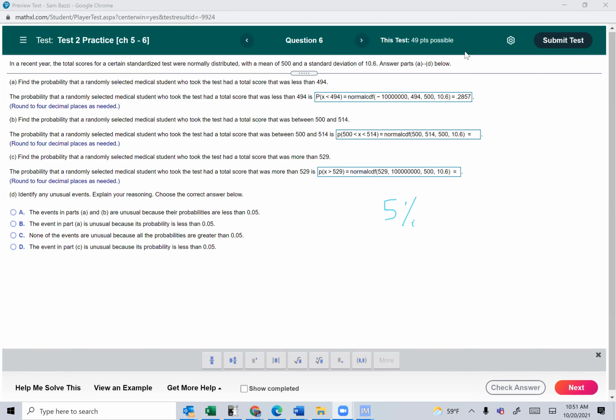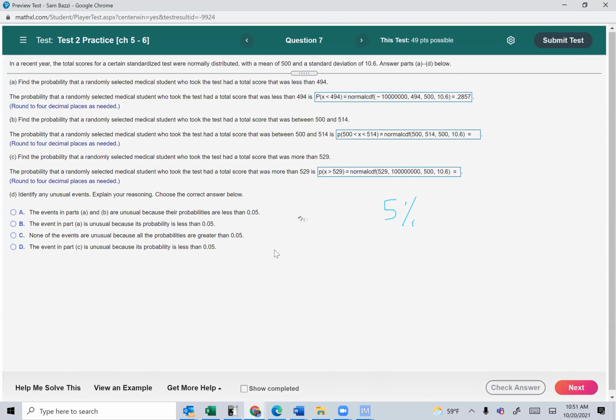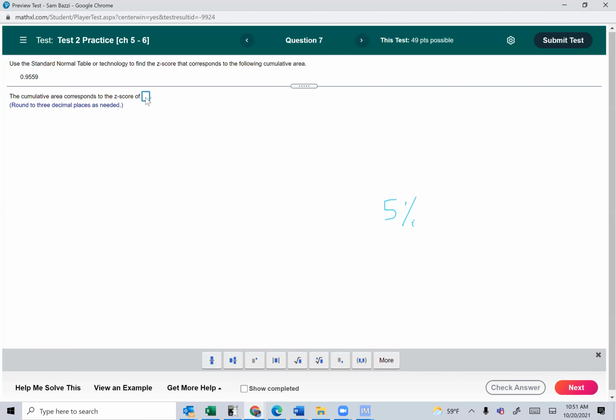Let's go to the next question. Use the standard normal table or technology to find the z-score that corresponds to the following cumulative area. The z-score, guys, is inverse norm. And he gives you the cumulative area, which is the area to the left, 0.9559, comma 0, comma 1. And let me demo this.